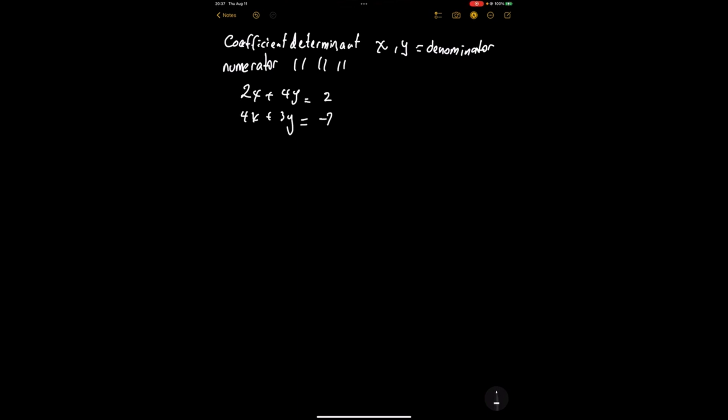And how do you find that denominator? You find it just as you did the determinant. When you go back to my previous videos on matrices, you find a 2x2 matrix and you do a determinant. This determinant is actually called the denominator determinant.